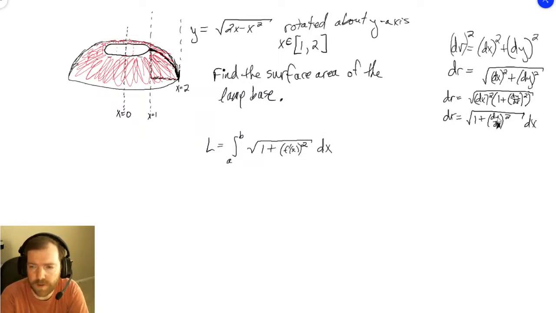Alright, so dy/dx is f prime of x. We square that whole thing once we get it. And that's going to get us one individual dr portion, and then we want to take the integral over the entire a to b region. In this case, it's x going from 1 to 2.